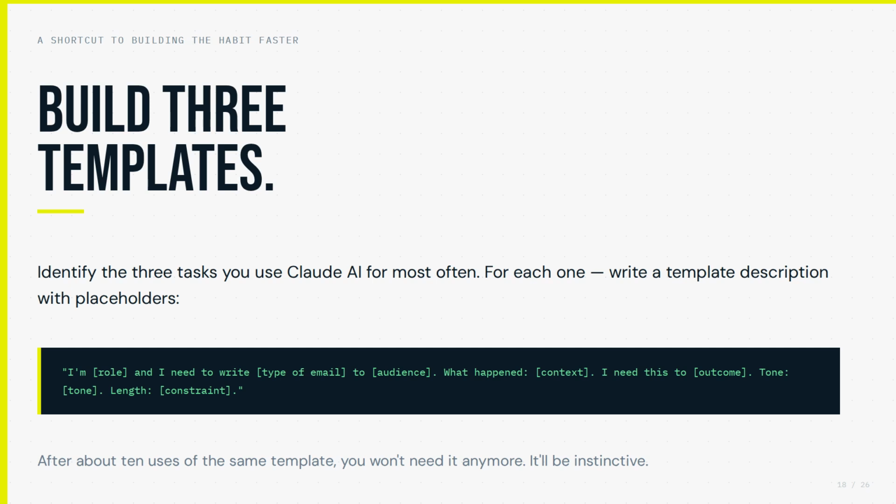Keep that template somewhere accessible. A note on your phone, a document on your desktop, the free one-pager in the description of this video. Each time you use Claude AI for that task type, open the template, fill in the specifics, and send it. After about 10 uses of the same template, you won't need it anymore. You'll just write the description from memory because you've done it enough times that it's become instinctive.